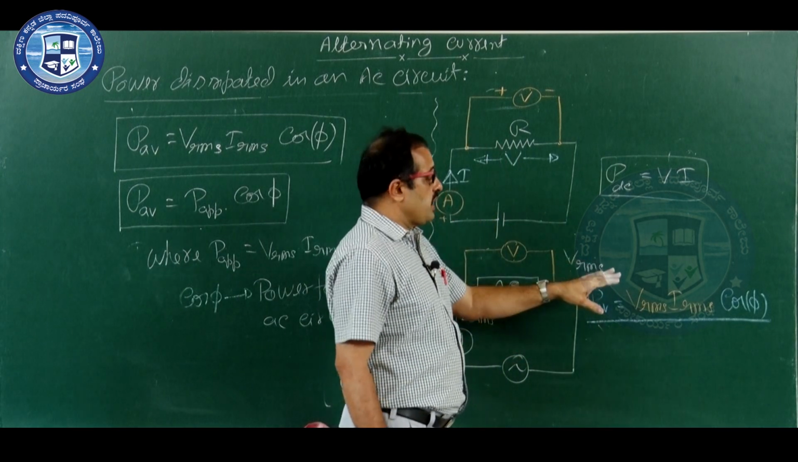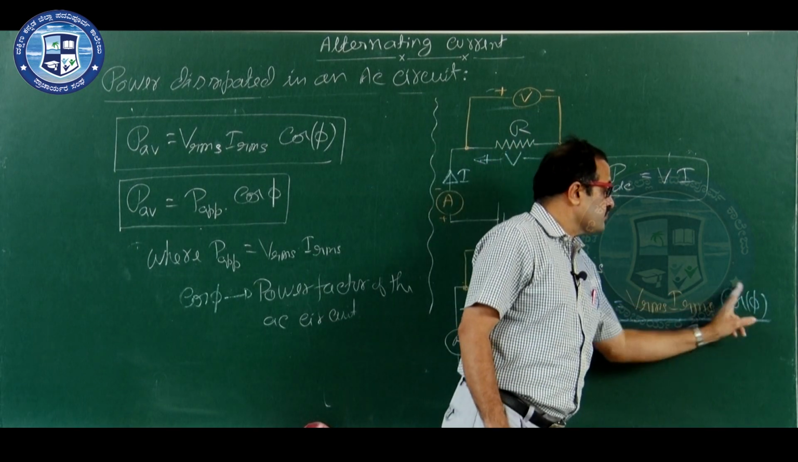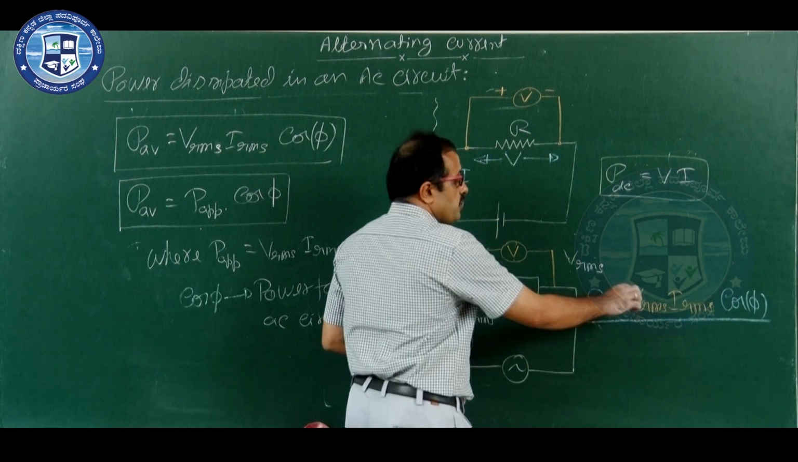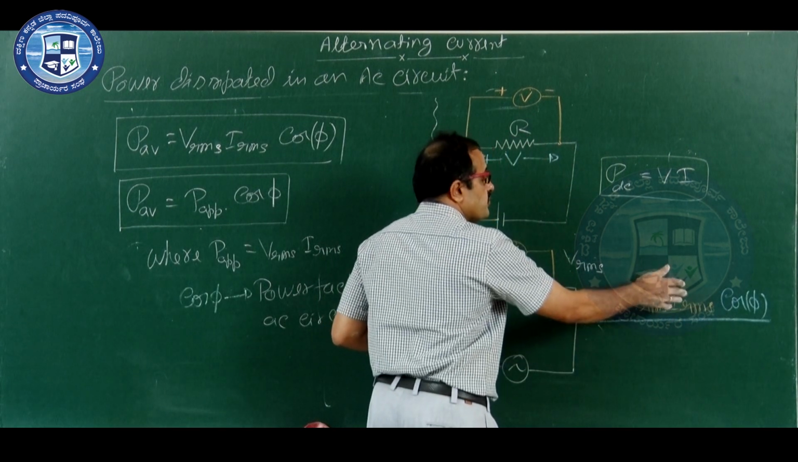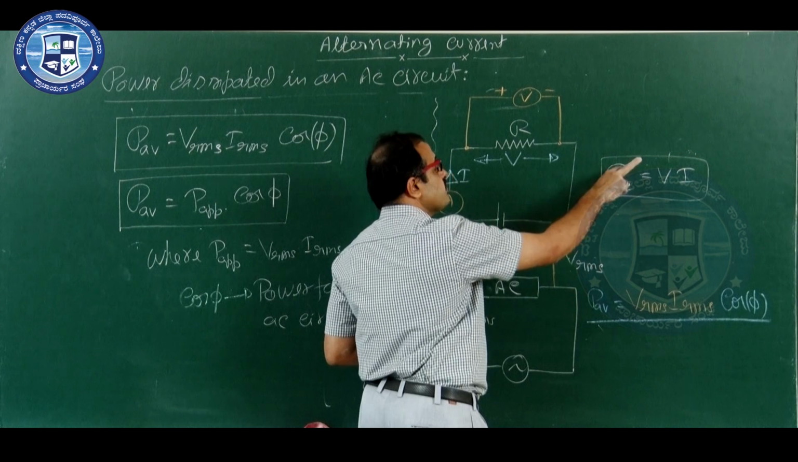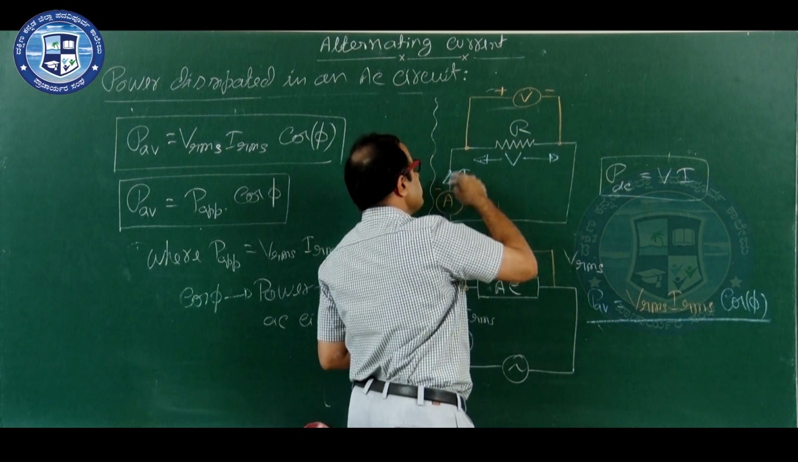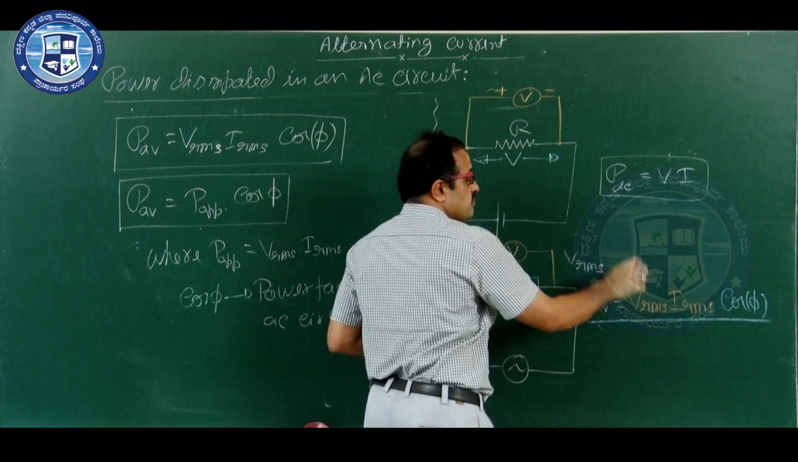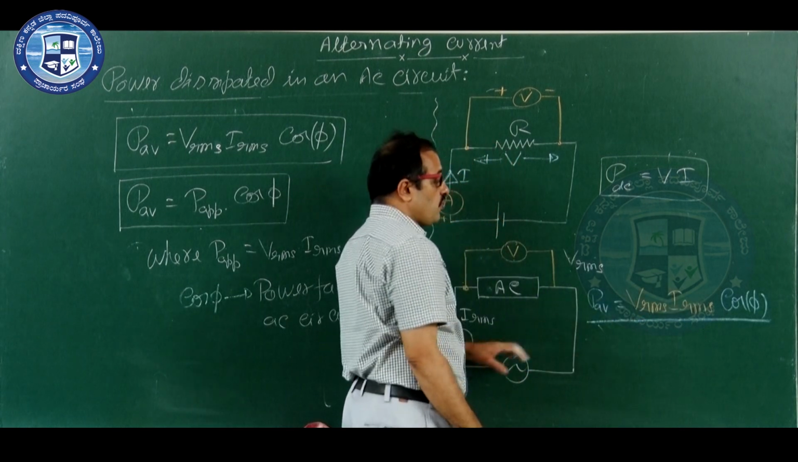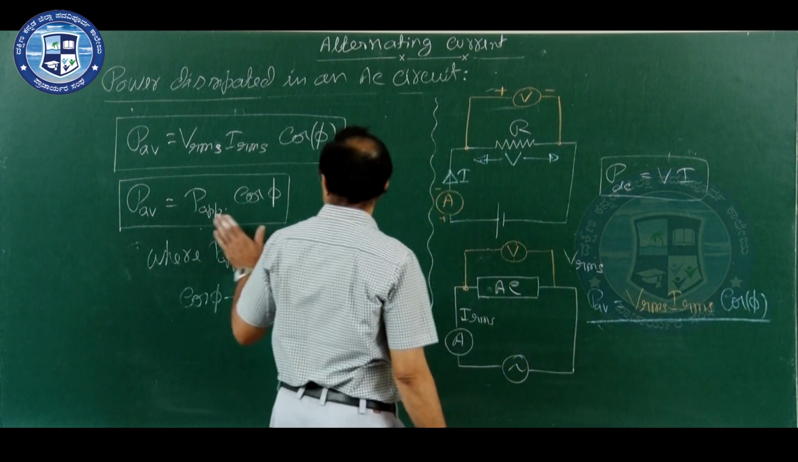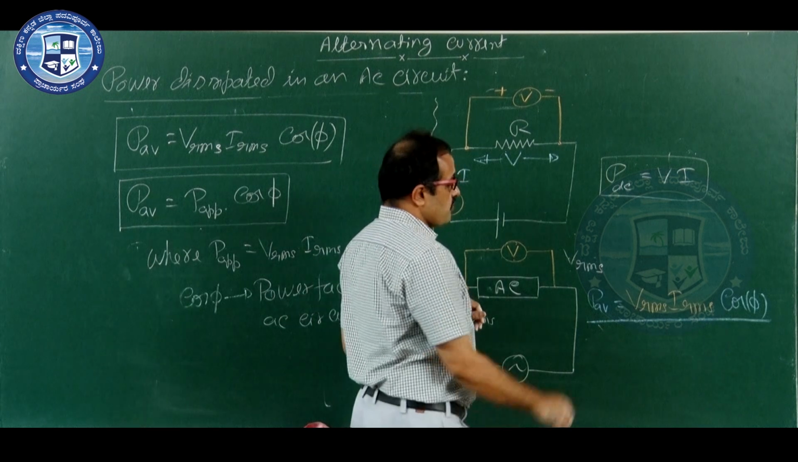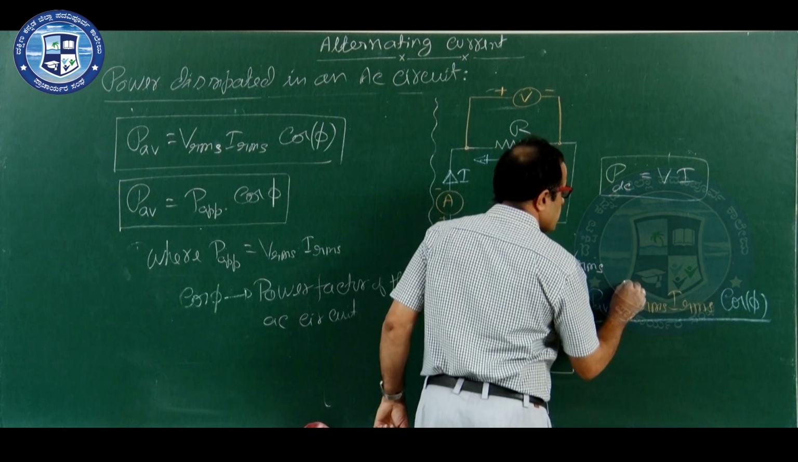And why is this known as the power factor of the circuit? Now, voltmeter reading multiplied by ammeter reading, does it become power? No. If it is DC, voltmeter reading multiplied by ammeter reading becomes power, but not here. Therefore, V RMS and I RMS is known as apparent power. This is taken as what? Apparent power consumption.